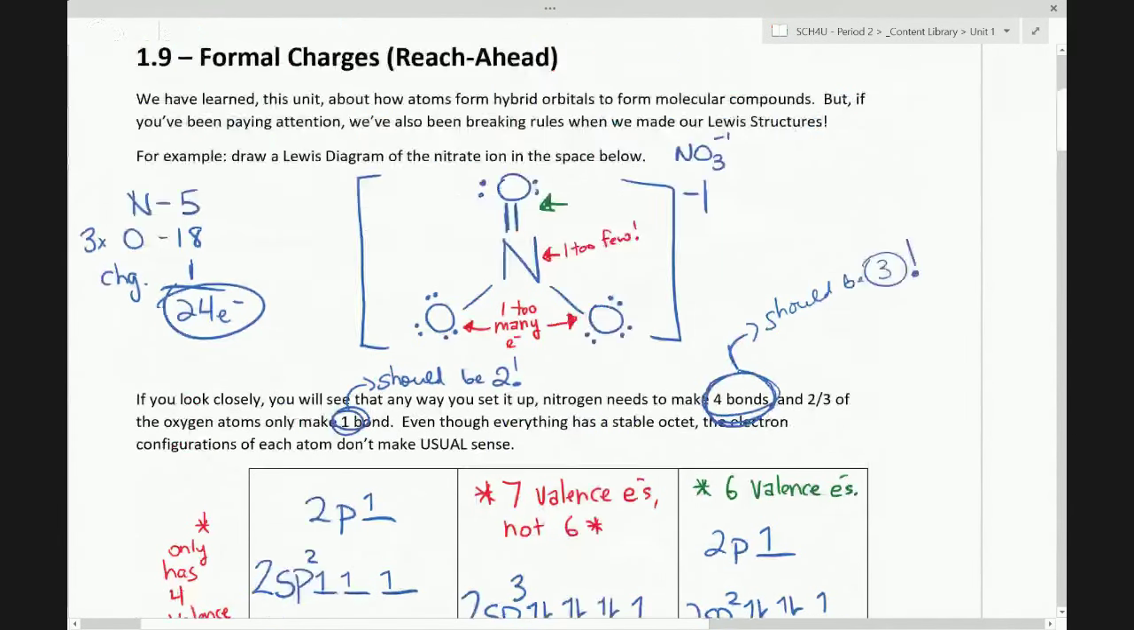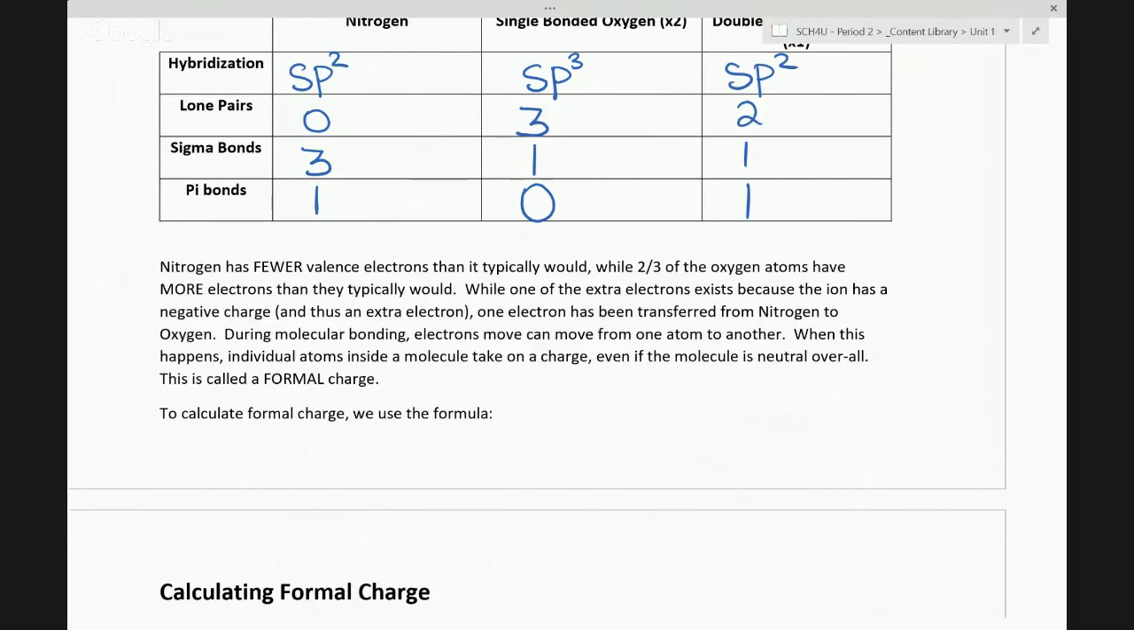All right? So nitrogen has fewer valence electrons than it typically would. Oxygen, in this case 2 of the 3, have more electrons than they typically would. All right? And one of these extra electrons exists because the thing has a charge. If you look, this is NO3 minus 1, so it's gained 1 electron. And that would explain why one of the 2 oxygens has 1 too many electrons. But the other case is simply that obviously oxygen has taken 1 electron from nitrogen. A transfer has happened. And during molecular bonding, that can happen. We can have electrons moving from one atom to another.